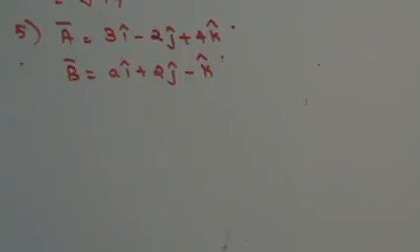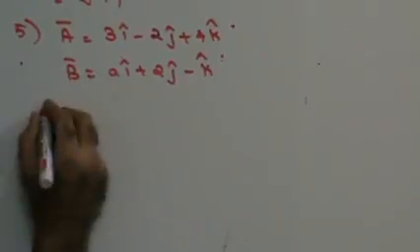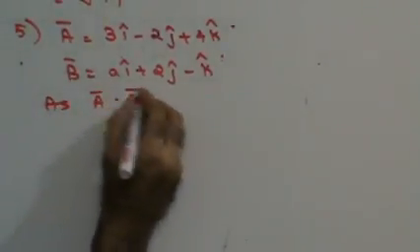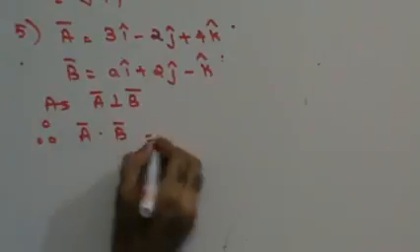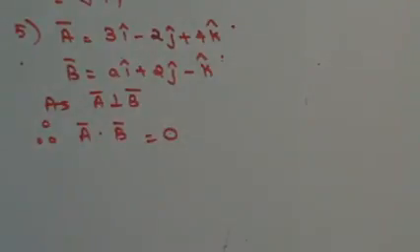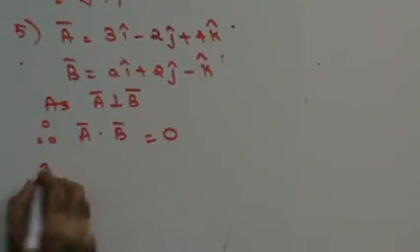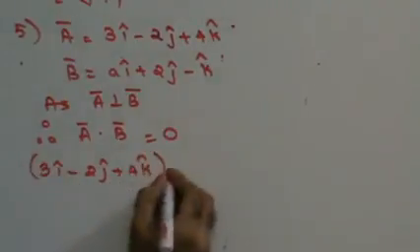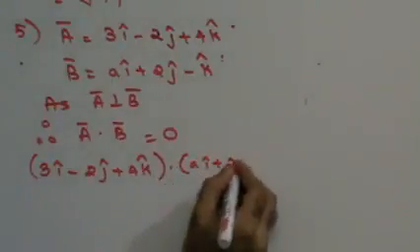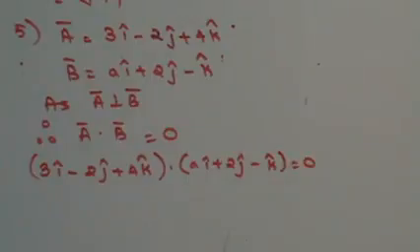Right? Now if you remember the properties of dot product, one of the properties of dot product of vectors was, if two vectors are perpendicular to each other, their dot product is 0. So if you know your theory, you should be able to do this. As A vector is perpendicular to B vector, therefore A vector dot B vector should be equal to 0. That's one of the properties of dot product. So I can say that 3i vector minus 2j vector plus 4k vector dot ai vector plus 2j vector minus k vector is 0.